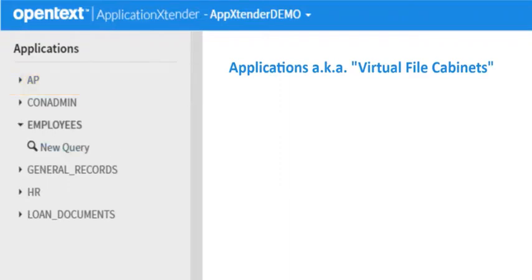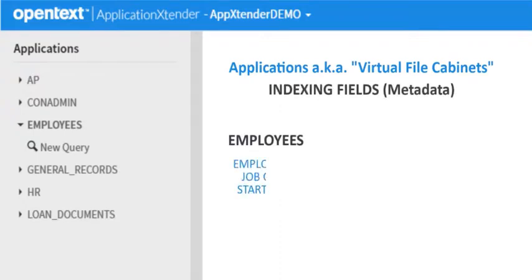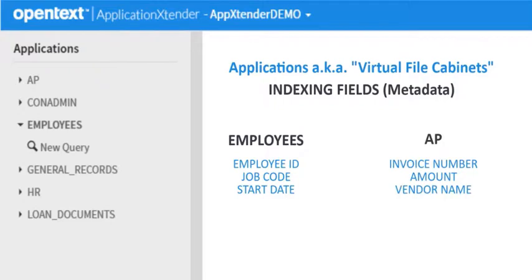An administrator will assist in setting up specific indexing fields for your virtual file cabinets, adding fields such as Employee ID, Job Code, and Start Date to our Employees file cabinet, and fields such as Invoice Number, Amount, and Vendor Name to your AP or Invoices file cabinet. You can then search on these fields, which we'll cover a little bit later.